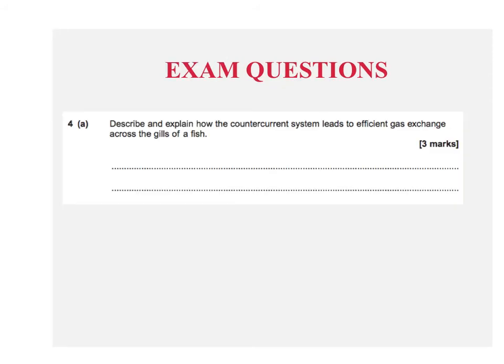So now, obviously, we've reached the end. We're going to take a look at some exam questions. This is a very similar one to one that we started with. Describe and explain how the countercurrent system leads to efficient gas exchange across the gills of a fish. So pause, spend about 3 minutes, 3-mark answer, and play again when you're ready.